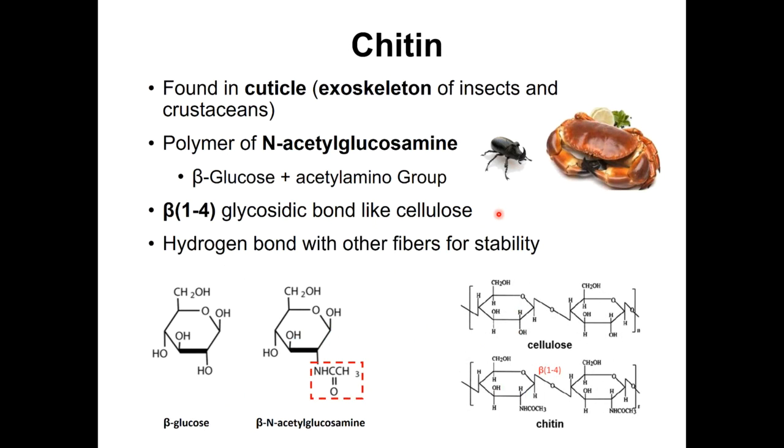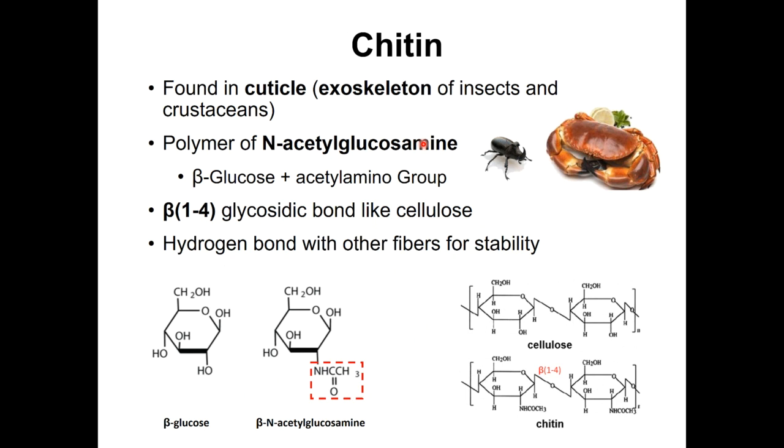The last polysaccharide we'll talk about here is extremely similar to cellulose. It's chitin. This is the polysaccharide that makes up the exoskeleton in insects and crustaceans, like this crab right here. As you know, if you try to bite at least a crab, you know how hard this is. And this is because of the presence of this polysaccharide, chitin. So it's extremely similar to cellulose.